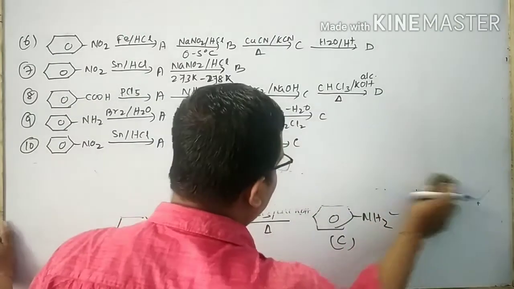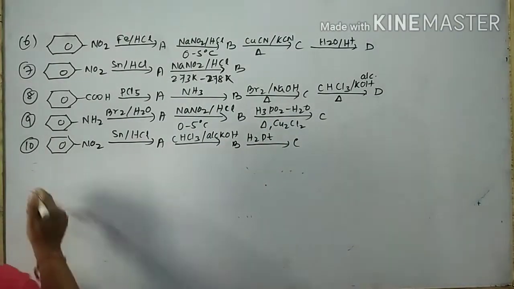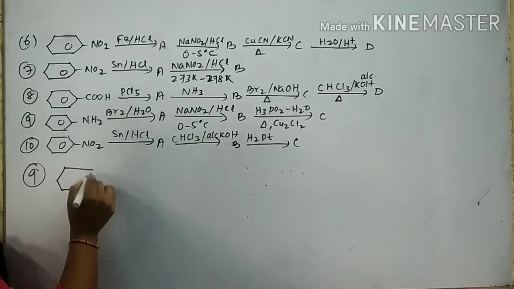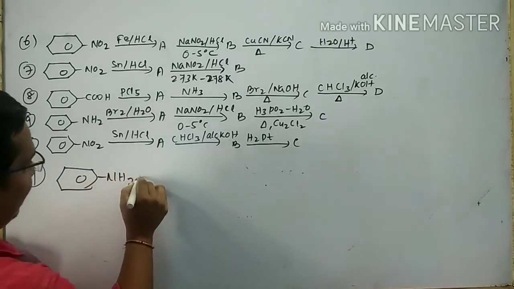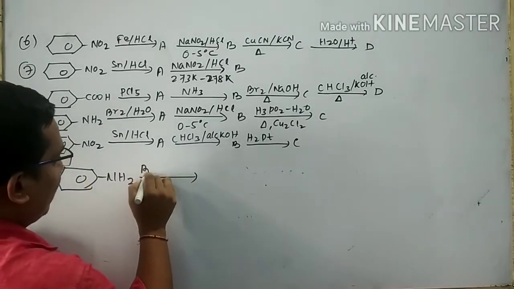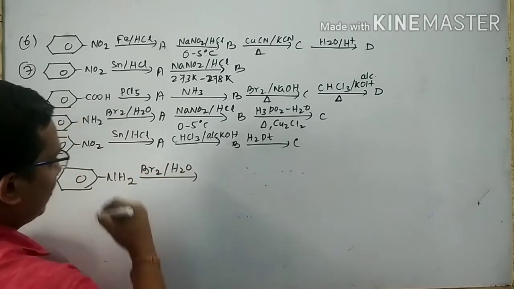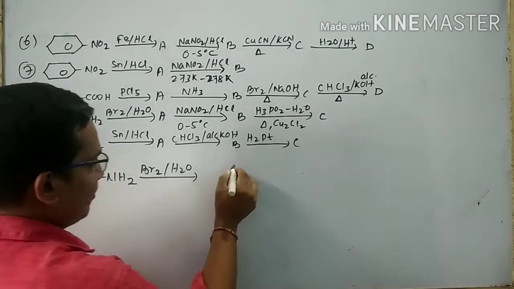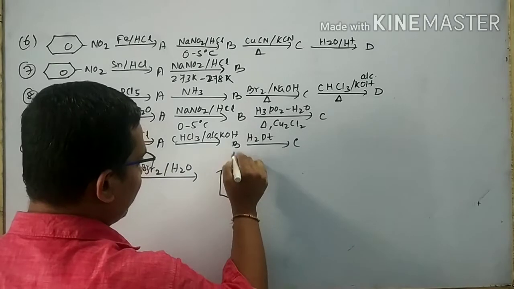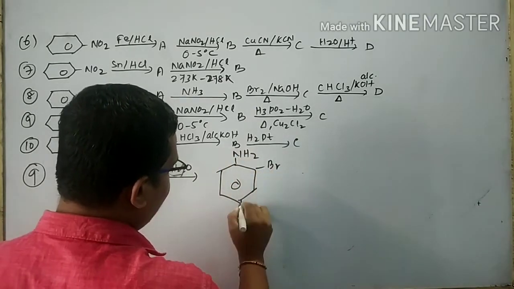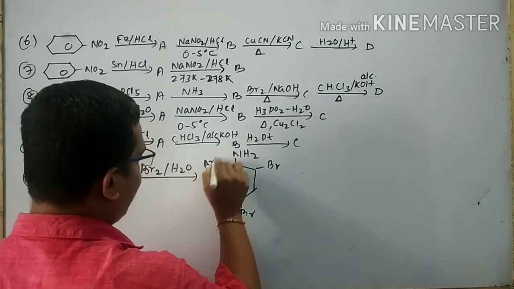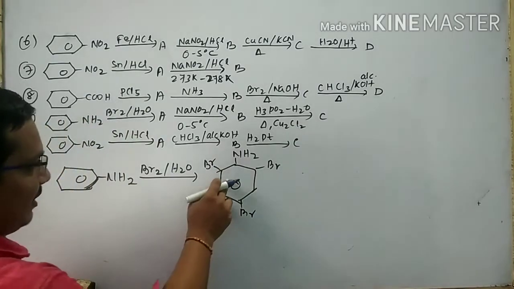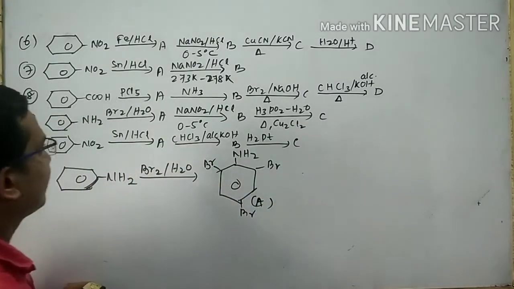Next I will do the question number 9. The 9 number question is your this. Your aniline is given and it is subjected to reaction with the aqueous bromine, that is your bromine water. Therefore, what will happen? 2,4,6 tribromoaniline is formed. This is the structure of 2,4,6 tribromoaniline. Here bromination takes place and this product is considered as your A.